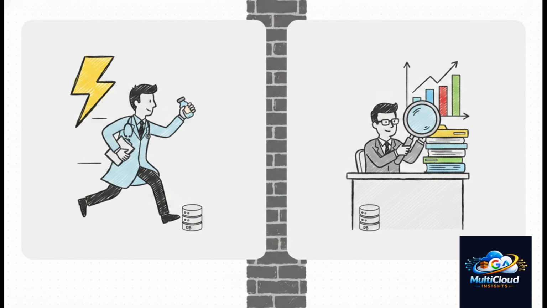Because if they do, resource starvation kicks in. That executive's massive analytical query might lock up the database, causing exactly the kind of 2 a.m. application crashes and timeouts we talked about at the very beginning of this explainer.